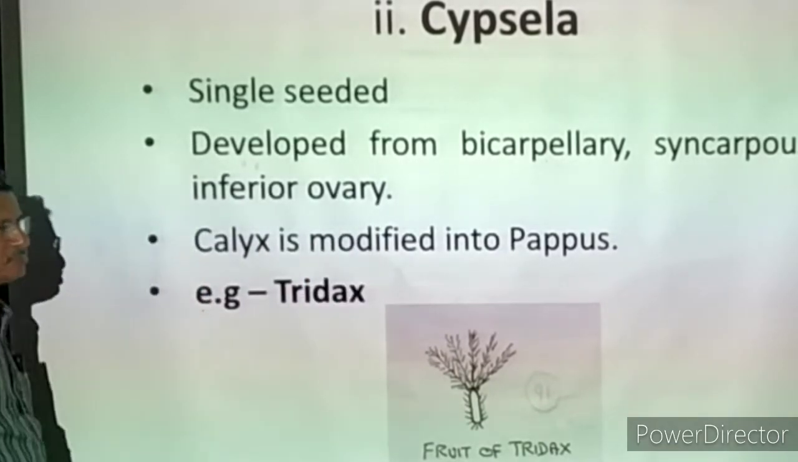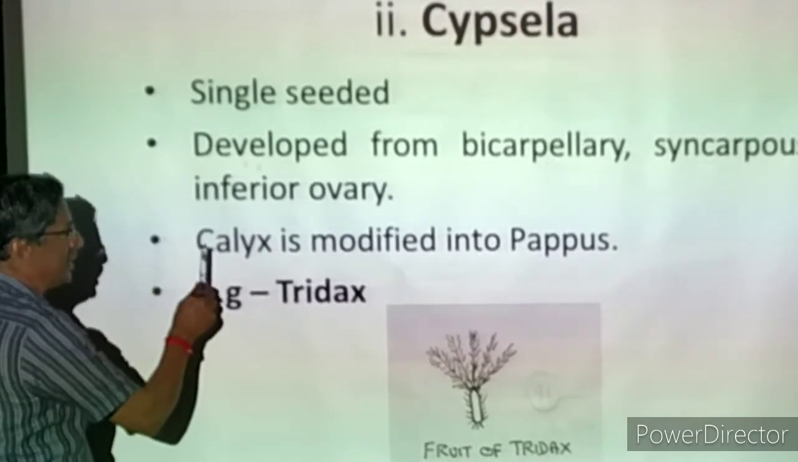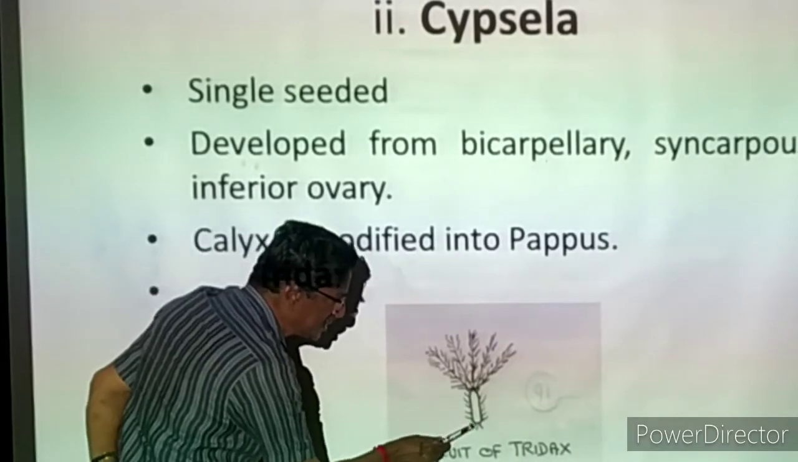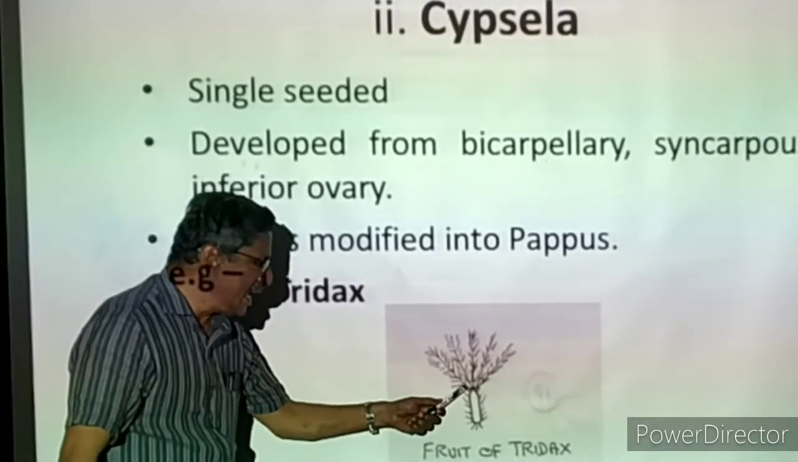Inferior ovary. The previous one is superior ovary. This is inferior ovary. Calyx is modified into pappus. Now we will take it. This is the fruit, and here the calyx is attached.